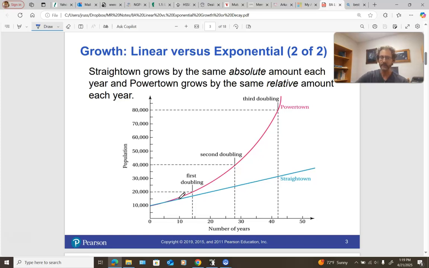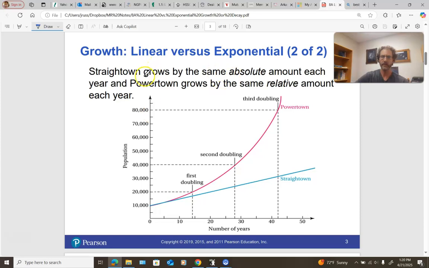When that happens, if you graph it, over the next 10 years it will have grown by 4,000 or 5,000 people. The next 10 years by 4,000 or 5,000 people, and then the next decade by another 4,000 or 5,000 people. And graphically what this produces is a straight line. So linear growth or decay can be modeled by a straight line, where the horizontal axis represents time and the vertical axis represents the growth or decay in whatever it is that you're considering.